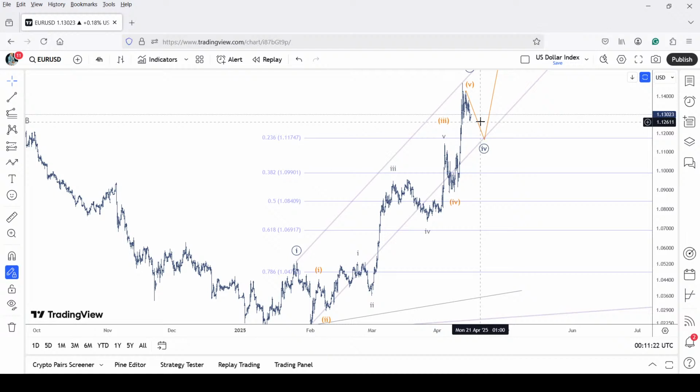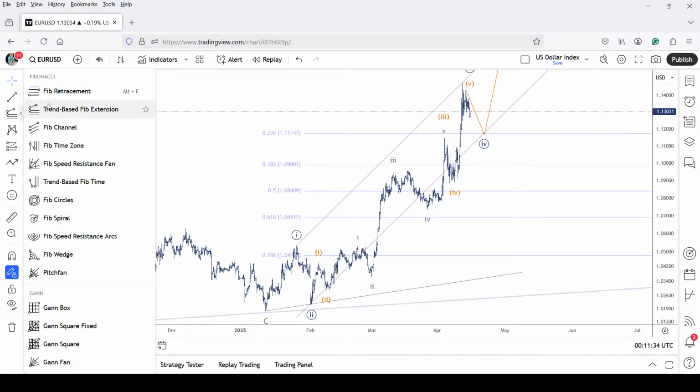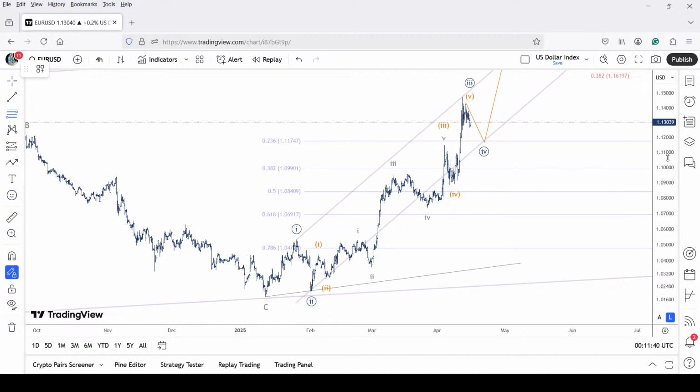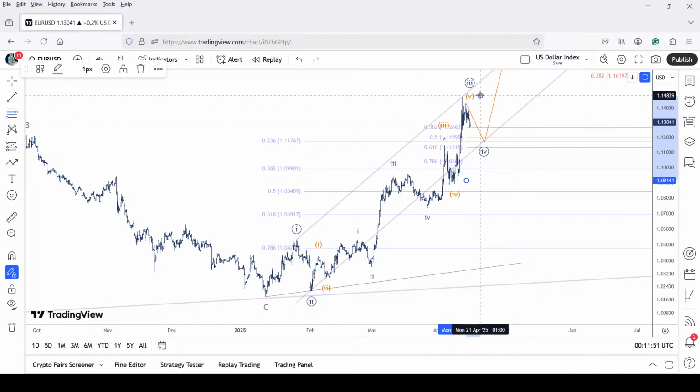Either it's a WXY or, let's check out if it's carving a sub-minute degree wave 4. That is still possible, right? Let me find out the Fibonacci. Let's do the Fibonacci of the recent rally. I think if that is the case, then 23%. It's hitting the 23% of the recent wave.